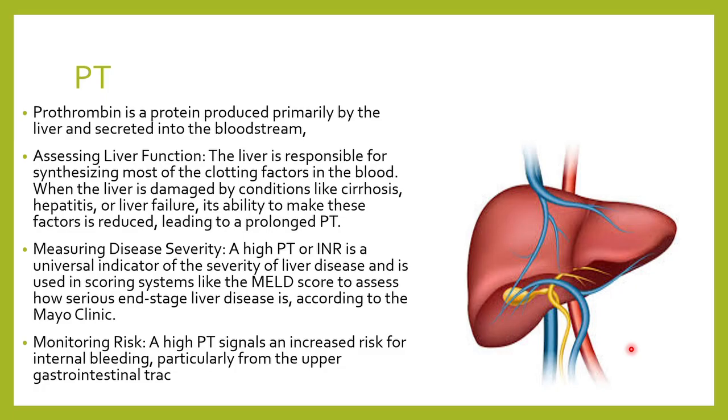Whenever the PT is high or the INR is raised, it gives us an idea about the severity of liver disease. Whenever we use a scoring system to score how bad the liver disease is, PT is taken as one of the parameters. PT is also used for monitoring when the patient has an upper GI bleed, for example because of esophageal varices in liver failure. Because it is produced by the liver, PT is one of the major factors to assess liver function.